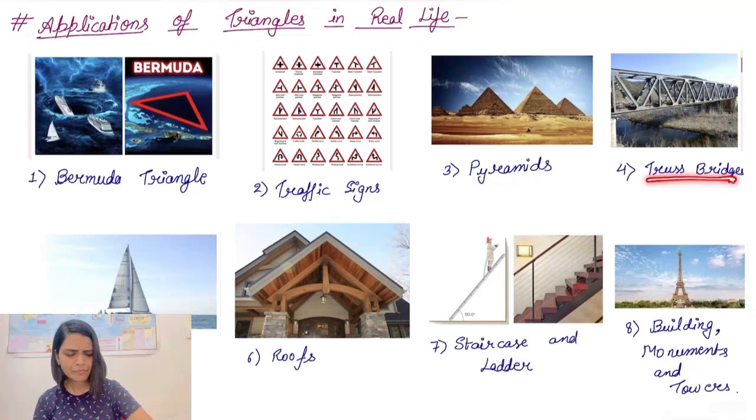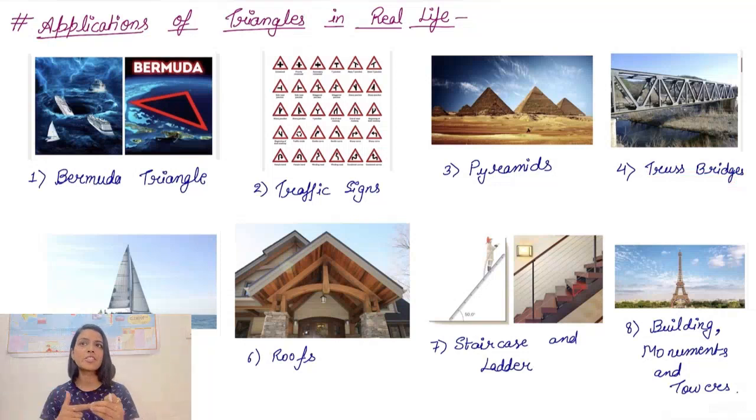Next is the truss bridge. In a truss bridge, the triangle is considered the strongest shape for distributing load or weight. That's why it is used in trusses or bridges. Next is the sailing boat. Earlier, sailing boats used a rectangular or square sail, but nowadays we use a triangular shape. Why? Because it can sail the boat against the wind. It is easy to sail a boat with a triangular sail, which helps in traveling against the wind.